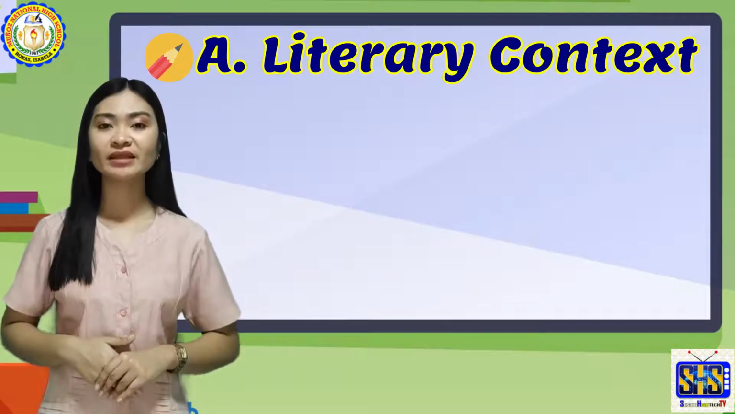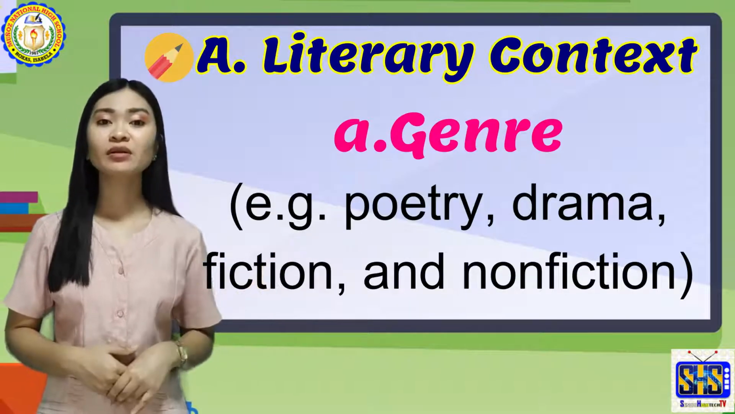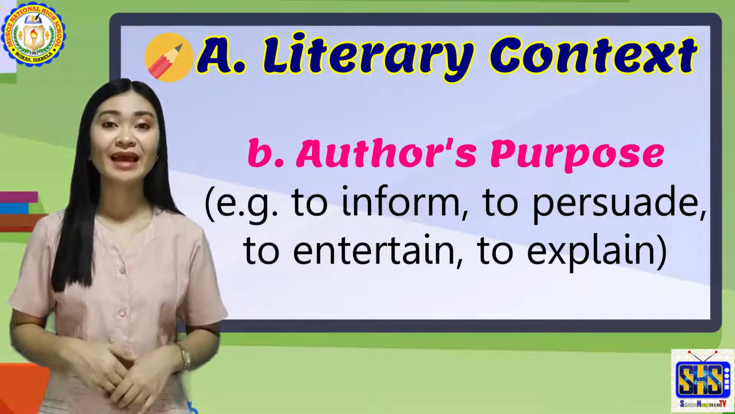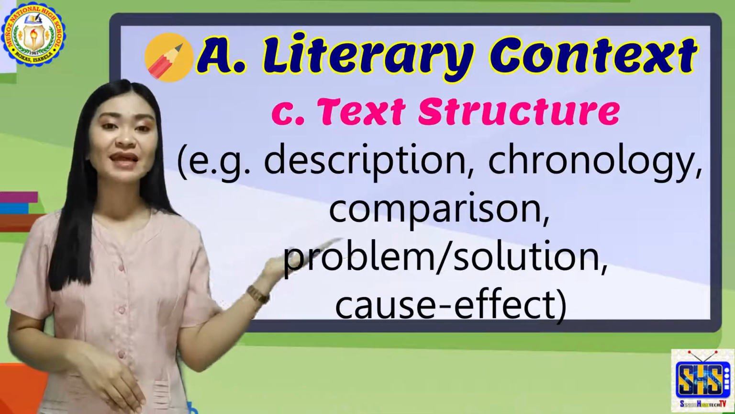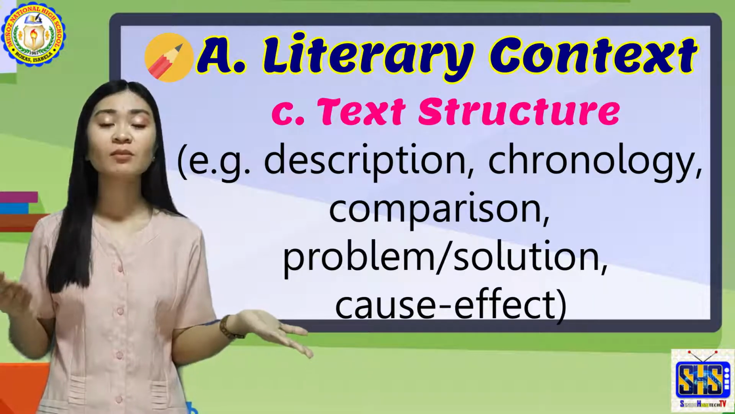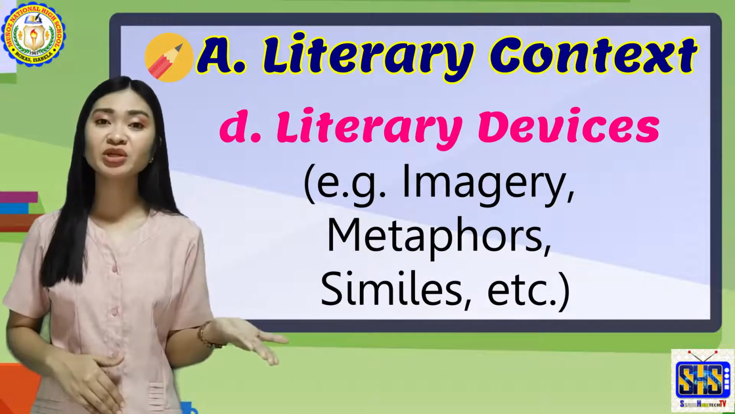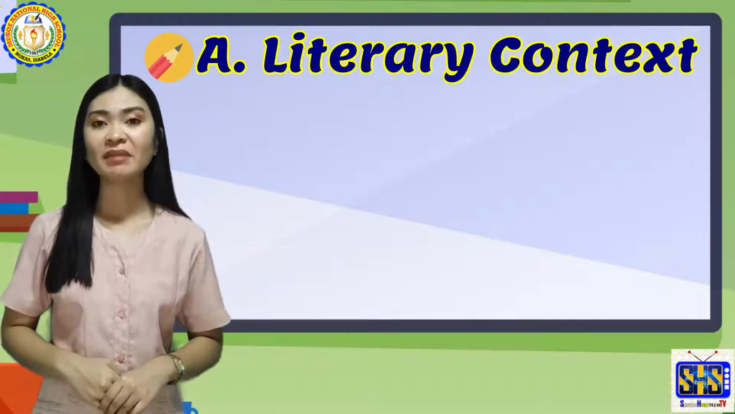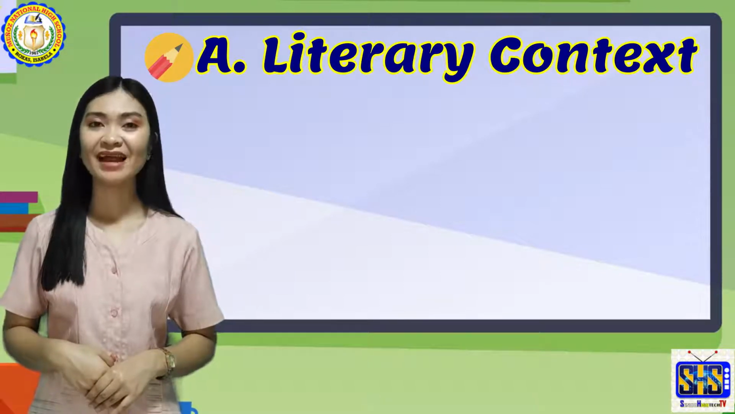To determine the literary context of a literary piece, you need to identify the following: its genre. Example, poetry, drama, fiction, or non-fiction. The author's purpose. Example, to inform, to persuade, to entertain, or to explain. The text structure. Example, description, chronology, comparison, problem solution, or cause and effect. Literary devices used. Example, imagery, metaphor, simile, and others. Having a clear literary context in mind will help you craft your essay clearer and more efficiently. Moreover, it can help you analyze others' work.